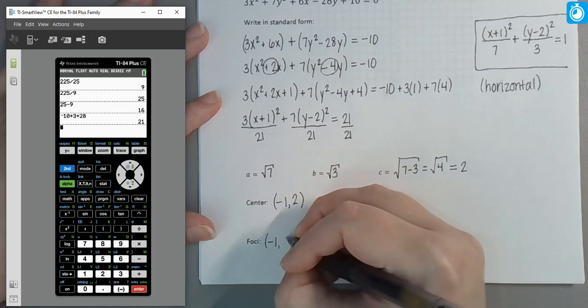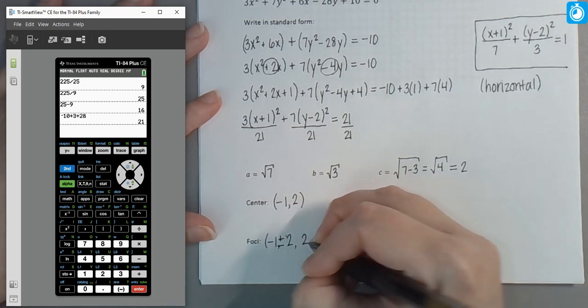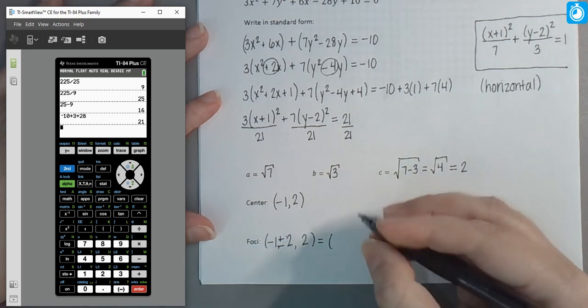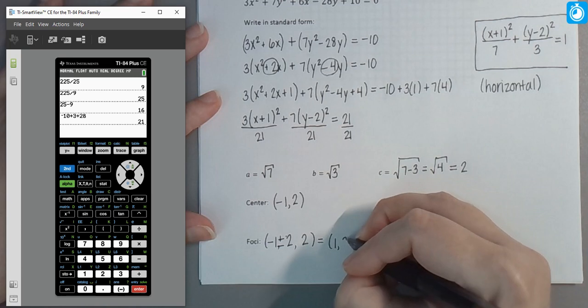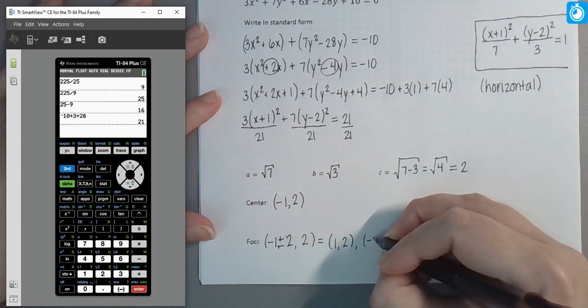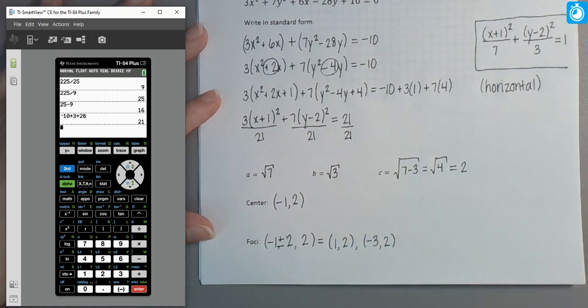So -1 plus or minus 2, and then hold our y-coordinate constant. So -1 plus 2 is going to be 1, so 1, 2. And then -1 minus 2 is going to be -3, so -3, 2. So those are going to be our foci.